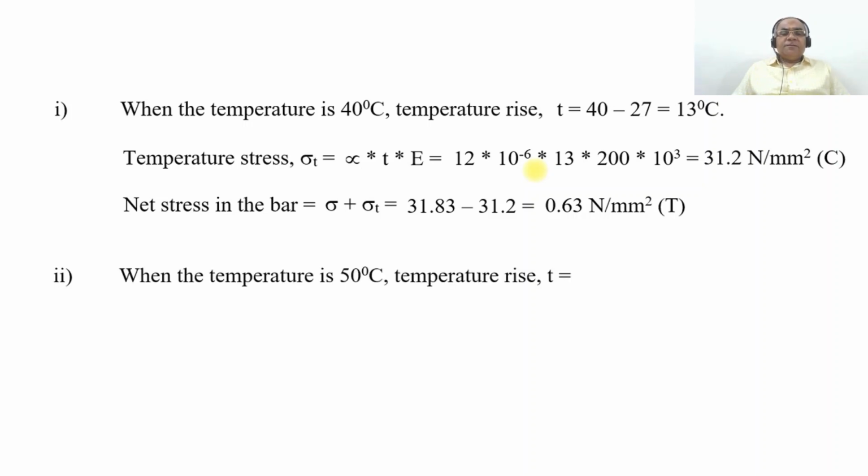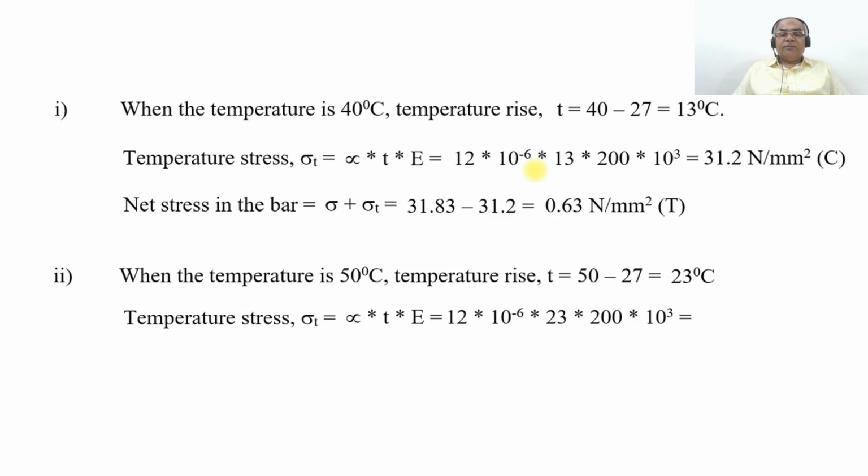So when the temperature is at 50 degrees centigrade, what is the temperature rise? T will be equal to 50 minus 27, which is 23 degrees centigrade. Temperature stress sigma T will be equal to again alpha into T into E, which is 12 into 10 to the power of minus 6 into 23 into 200 into 10 to the power of 3. On simplification, you will get 55.2 Newton per mm square, which again is compressive.